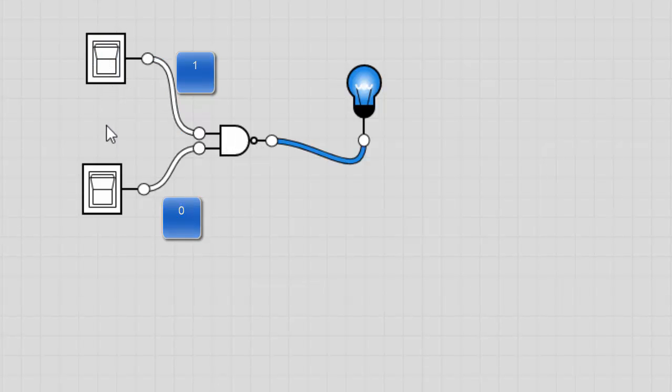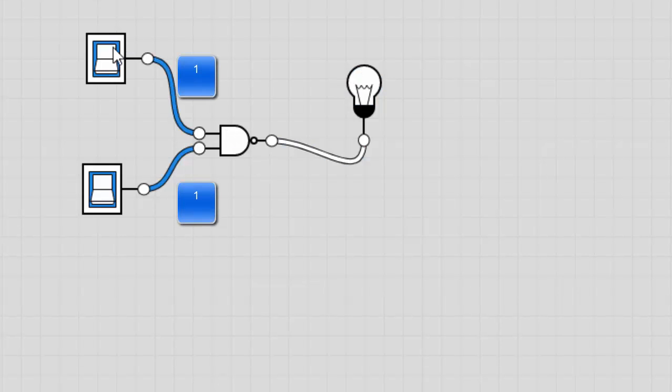Well, what if I just turn on B? It also works. A is 0, B is 1, going through an AND gate gives us 0, but then that 0 hits this inverter, giving us an output of 1. Now if I turn them both on, going through an AND gate that would be a 1, but it's going to hit that inverter, changing it to a 0. Let's go back and fill in this truth table.